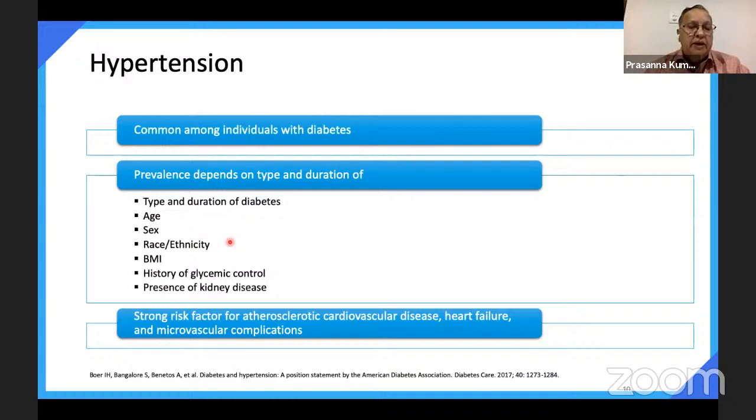BMI: the higher the BMI, the more hypertension. History of glycemic control, presence of kidney disease. With the onset of kidney disease, whether it is glomerular nephritis, interstitial nephritis, or diabetic kidney disease, the blood pressure increases. These are strong risk factors for atherosclerotic cardiovascular disease, heart failure, and microvascular complications, which are common here.